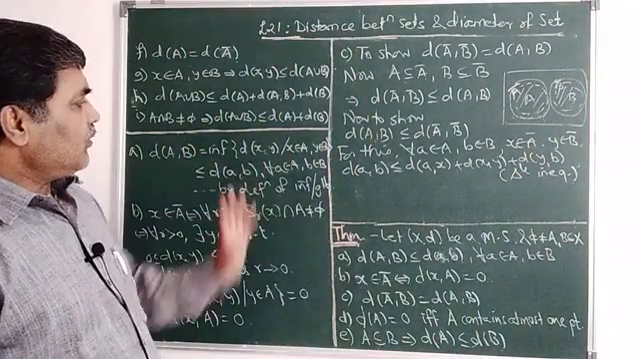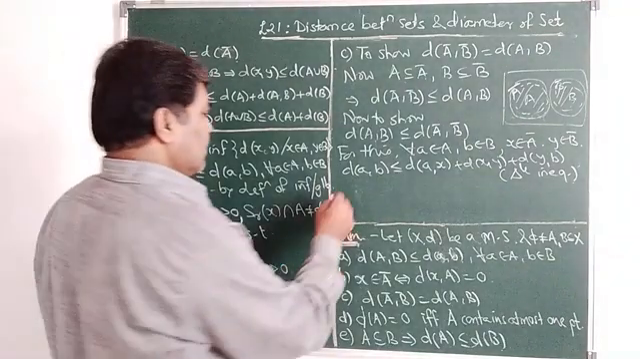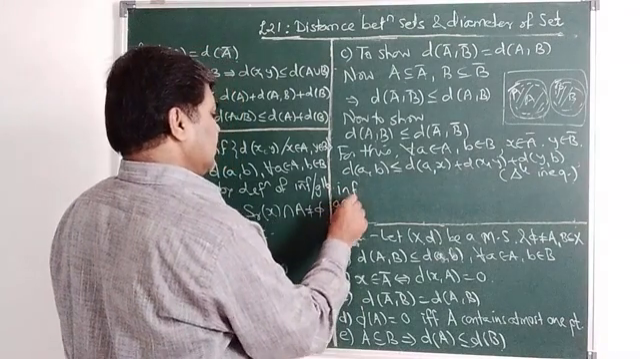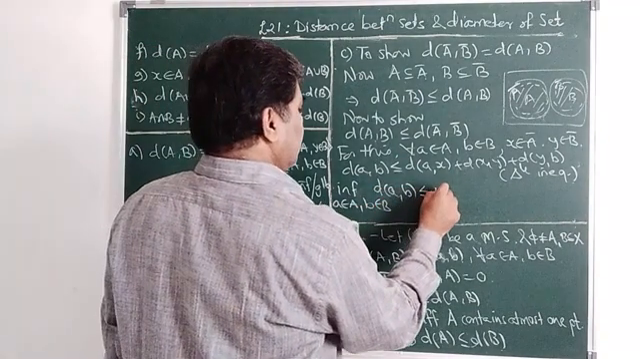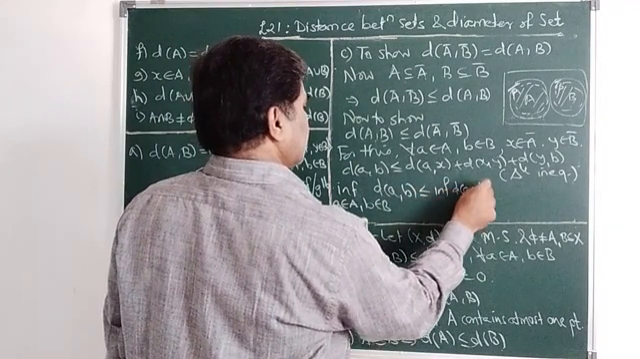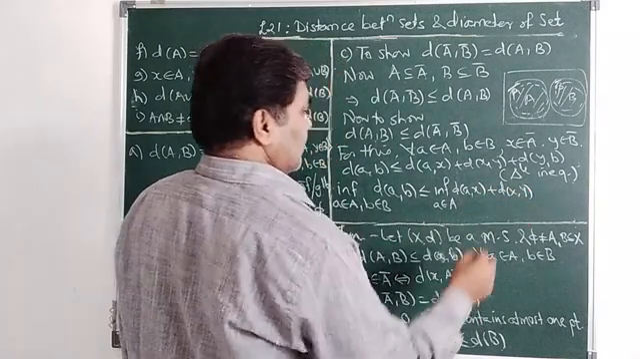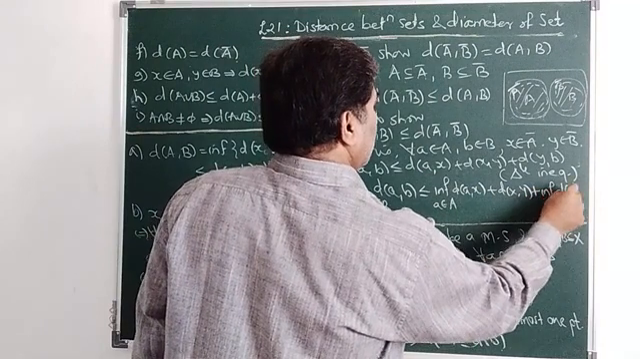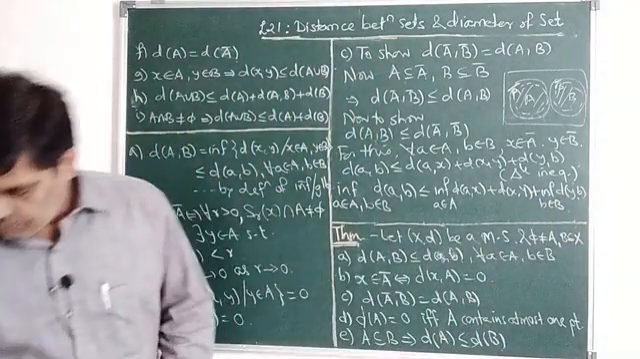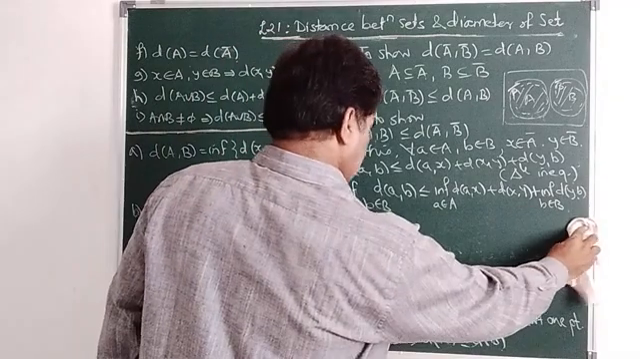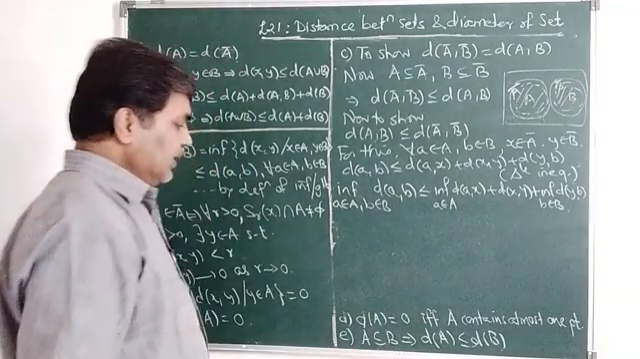By triangle inequality, we will get this. If I take infimum, therefore infimum of d(a,b), a belongs to A, b belongs to B, this must be less than or equal to infimum of d(a,x), a varies in A, plus d(x,y) as it is, plus infimum of d(y,b), where b varies in B. So we are proving part C. So I have to keep d(x,y).